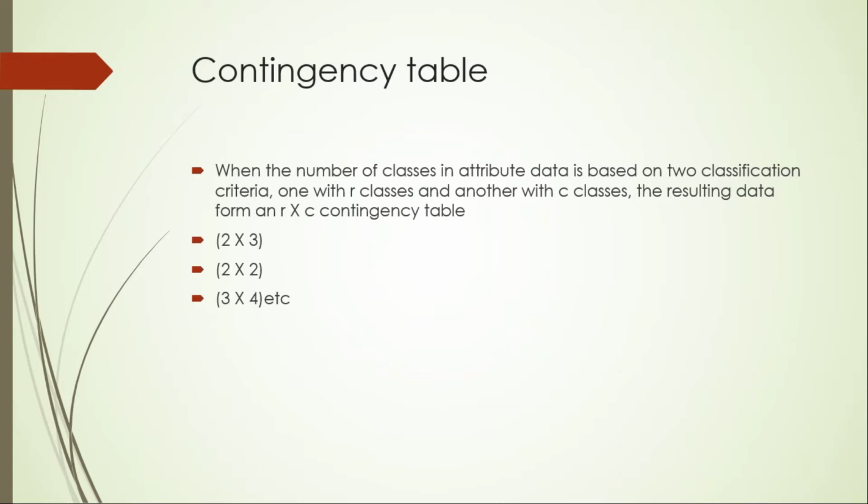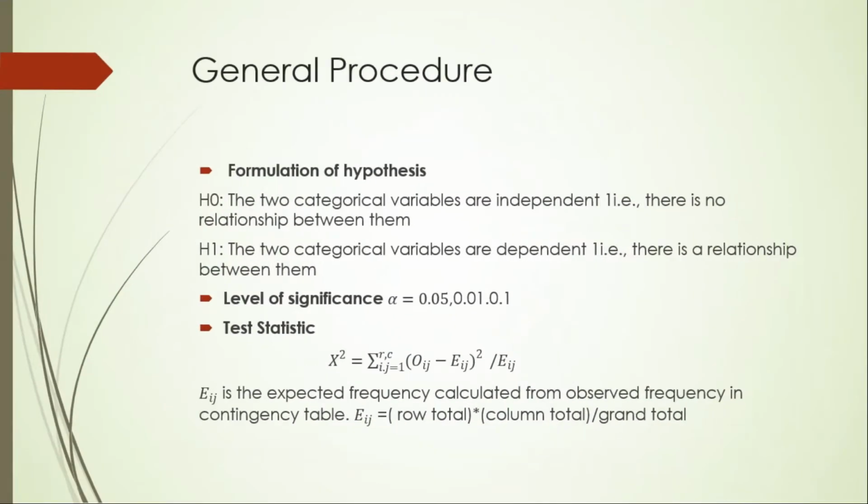This table is said to be your contingency table. A contingency table can be of any form, such as 2x3, depending upon the situation: how many classes the first attribute data has, and how many classes the second attribute variable has. It may vary from 2x3, 2x2, 3x4, 4x3, etc. It may have different forms. So we will move towards the general procedure of the chi-square test, which is a test for independence.